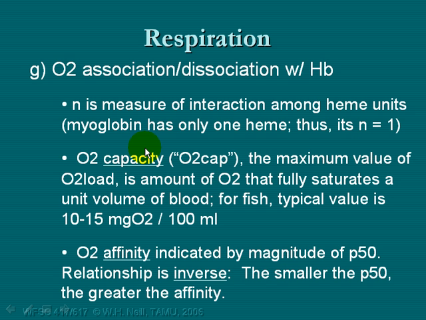O2 affinity, on the other hand, is sort of how much attraction, in a touchy-feely sense, there is of the hemoglobin for the oxygen, or of the oxygen for the hemoglobin. It's measured as the magnitude of the P50. The smaller the P50 is, the nearer the P50 is to 0, that is, the lower the partial pressure of oxygen in the plasma that's necessary to cause half saturation of the blood or the hemoglobin with oxygen, then the greater affinity that blood is said to have for oxygen. So just keep in mind the relationship is an inverse one. As P50 goes down, affinity increases.